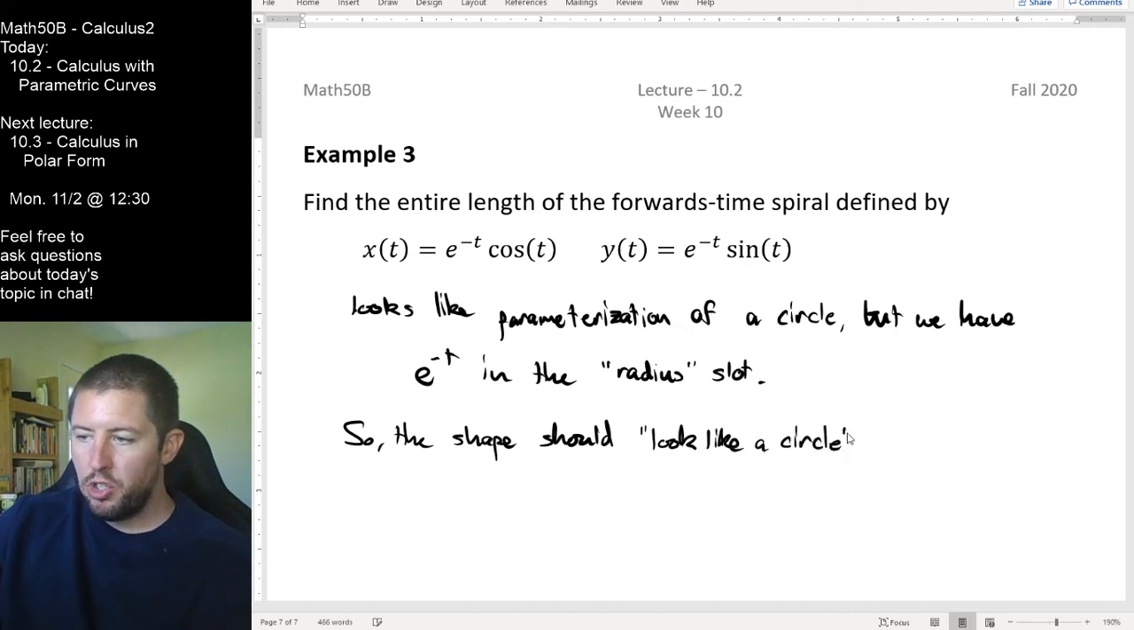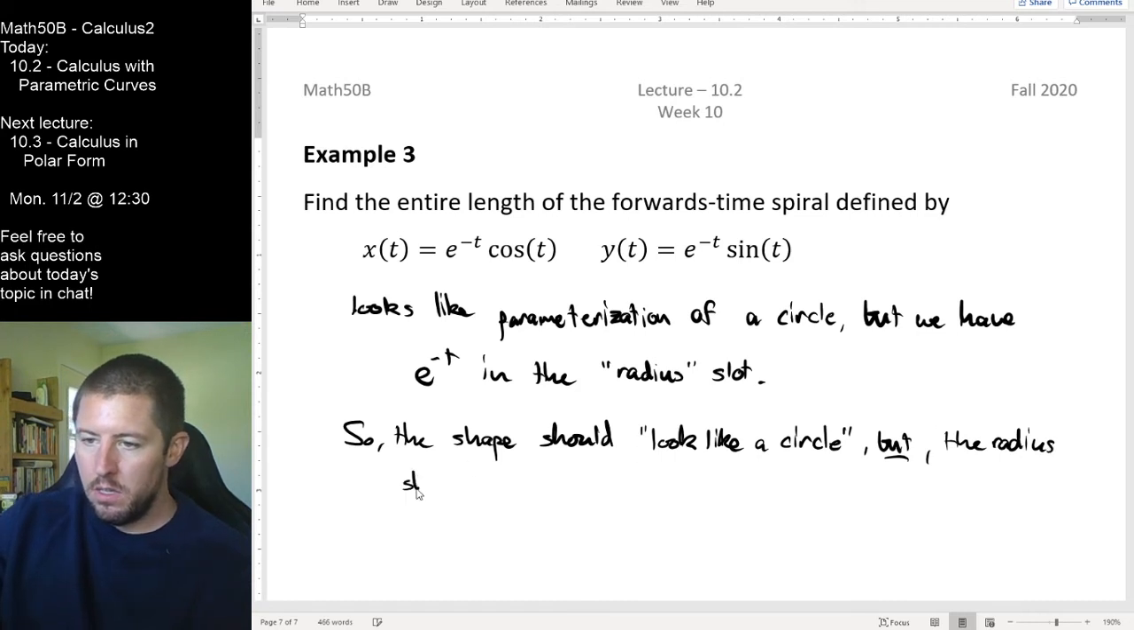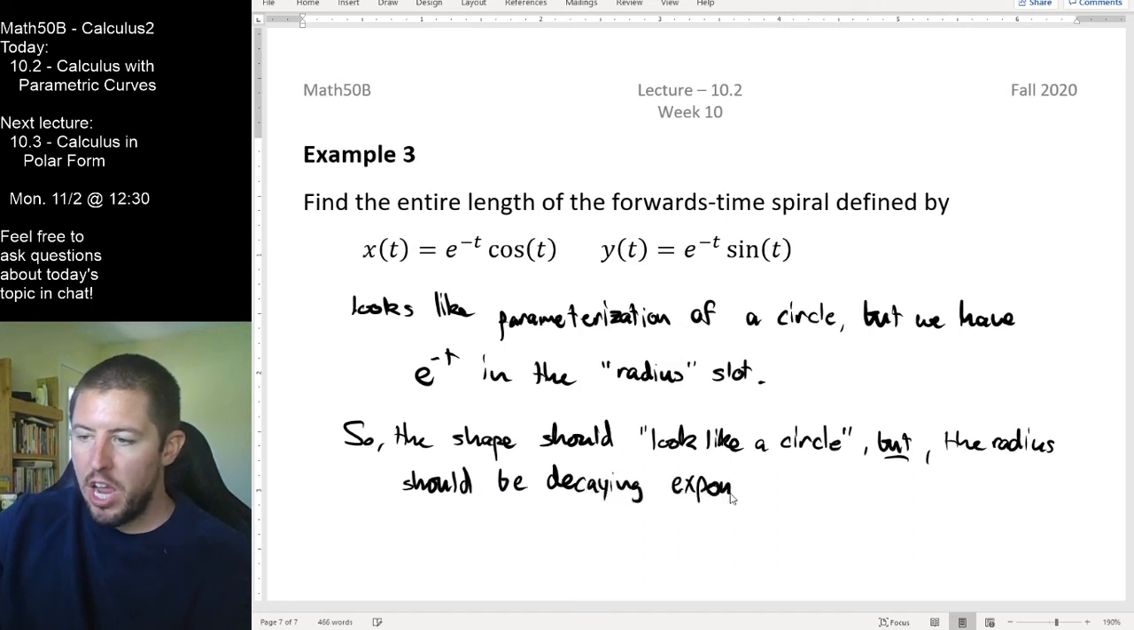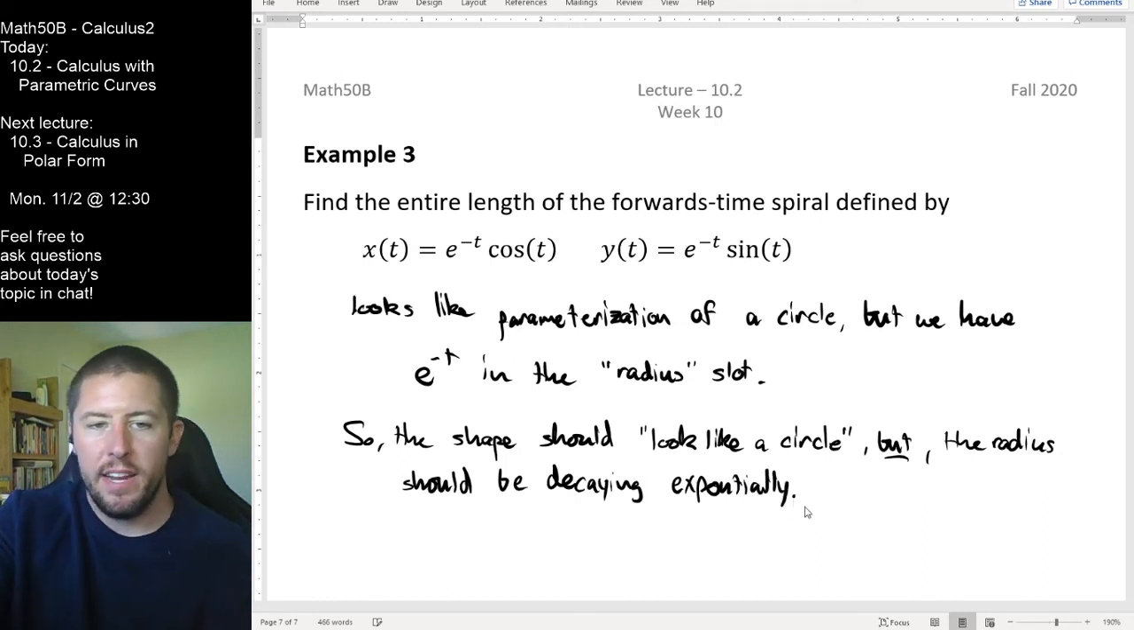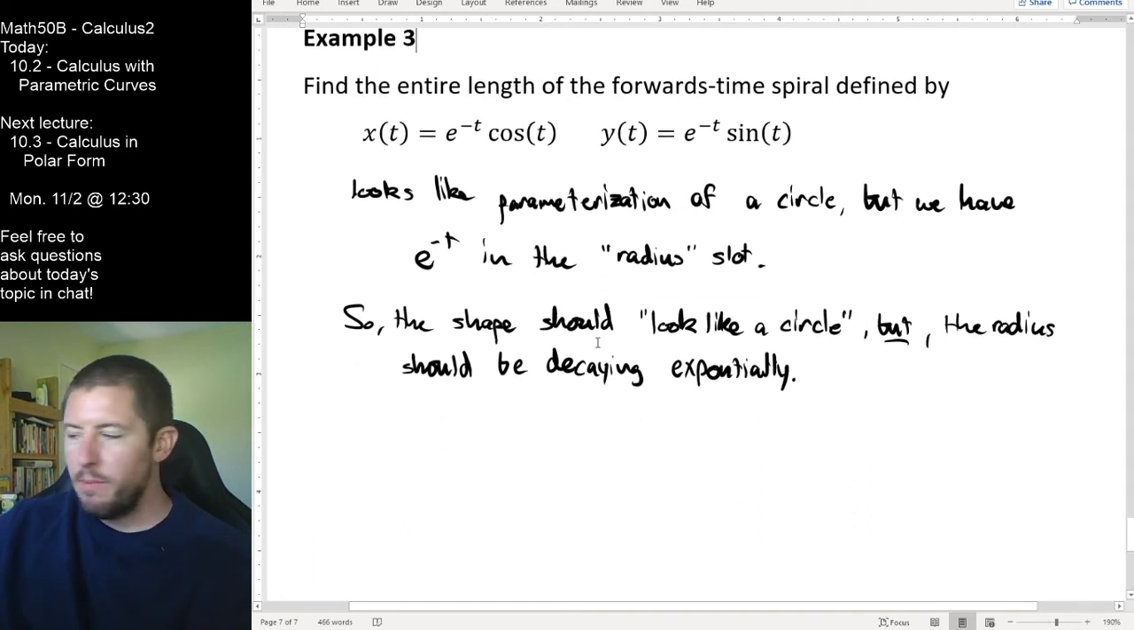The shape should sort of look like a circle, but the radius should be decaying exponentially. So what's the name of the shape that's sort of like a circle, except where the radius is always getting smaller? Well, let's go ask Desmos to graph it for us.